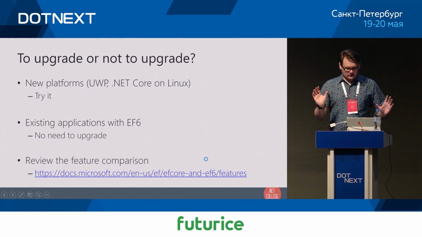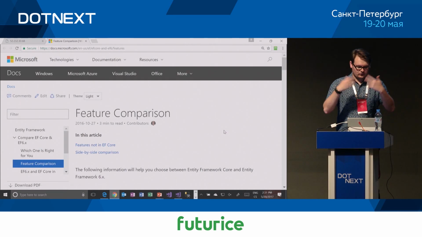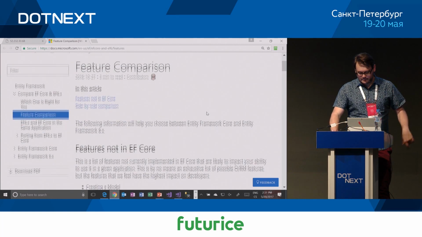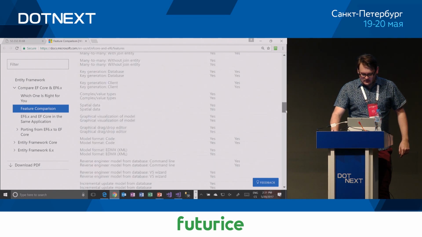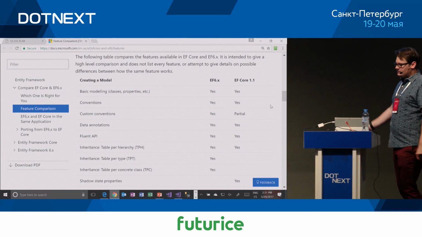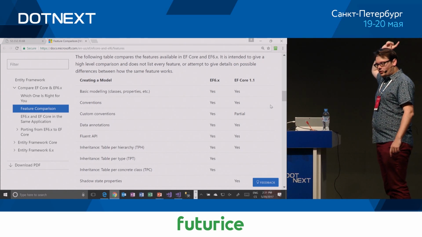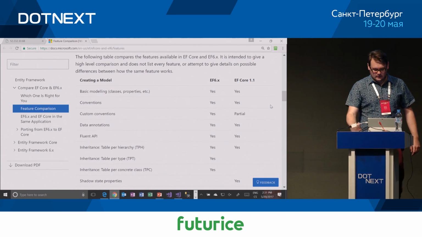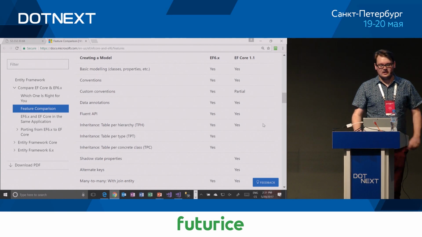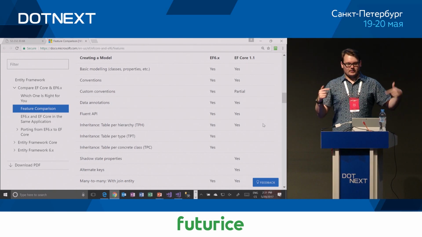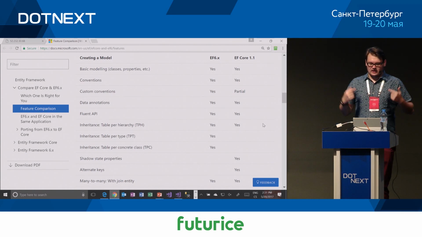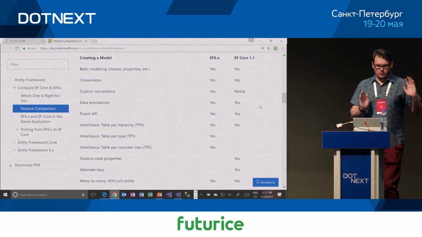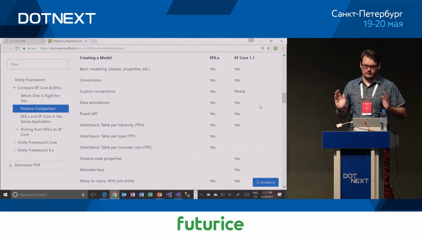And finally, the list of features, just to show you that this page exists. It's in the docs at microsoft.com/ef, and there is a table which lists all the features, and you can see what's in EF6 and what's in EF Core. They didn't update it to EF Core 2.0 yet, but they will soon, I hope. You can see that, for example, inheritance table per hierarchy is supported in both. Table per type and table per concrete class are only in EF6 now. So review this table if you want to know which features are supported and which are not.